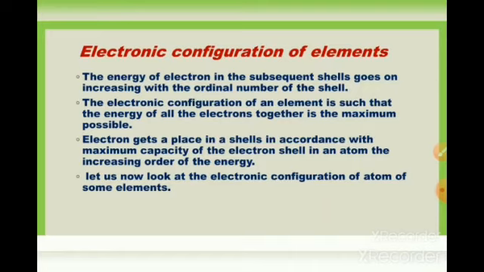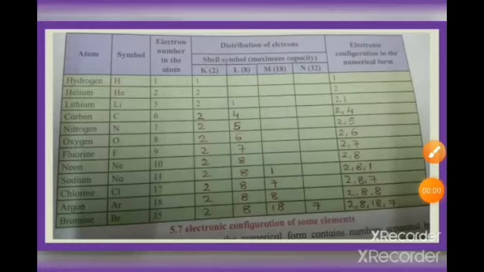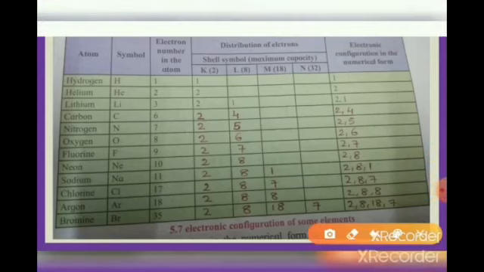Electronic configuration of an element is such that the energy of all the electrons together is the minimum possible. Electrons get a place in shells in accordance with the maximum capacity of the electron shell in an atom, in the increasing order of energy. Let us look at the electronic configuration of atoms of some elements. Now with the help of a table, we'll see how the electronic configuration is done shell-wise.